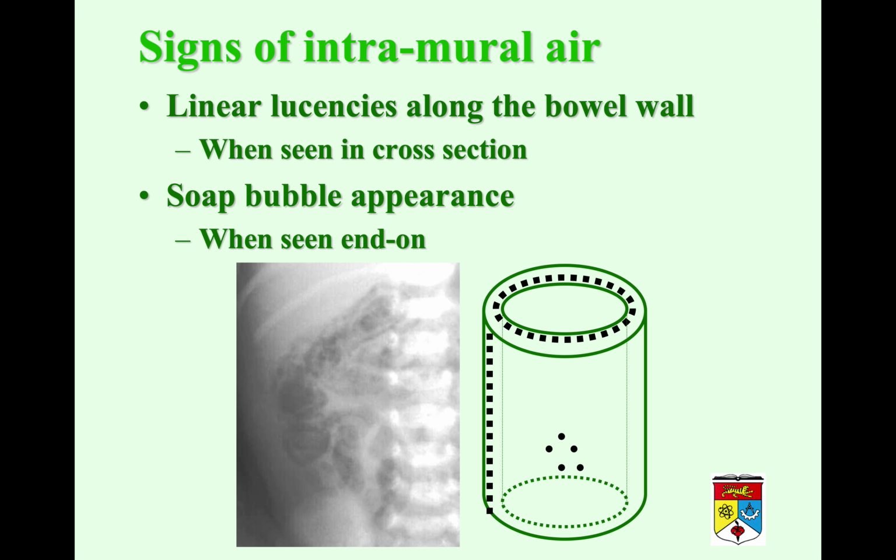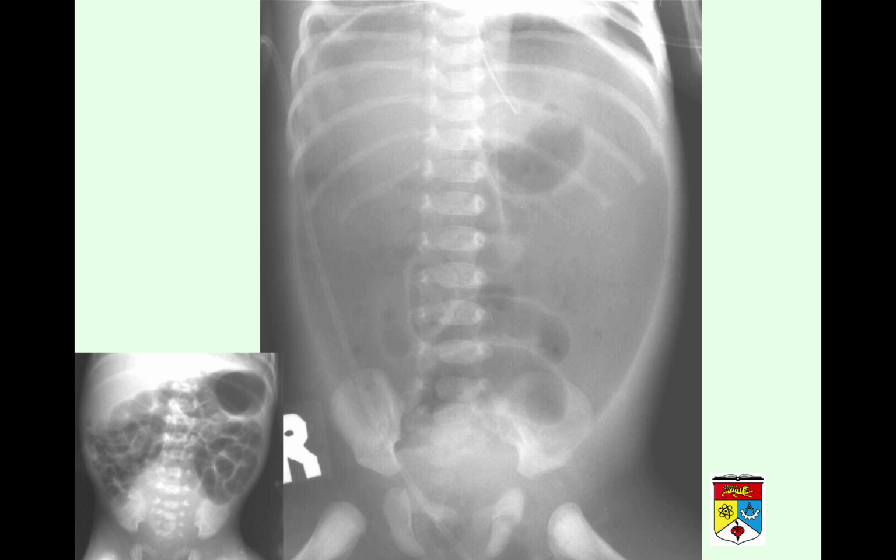So as I said, intramural air can be seen as a linear lucency. It's lucent because it's air. Okay, and it goes along, occupying the bowel wall, and whenever you see it end-on, you might see something like a soap bubble appearance, busy like air locules, but it should not be that appearance. Okay, so these are the signs of intramural air that are often seen in a case of necrotizing enterocolitis. So patients with prematurity are more prone to get that.